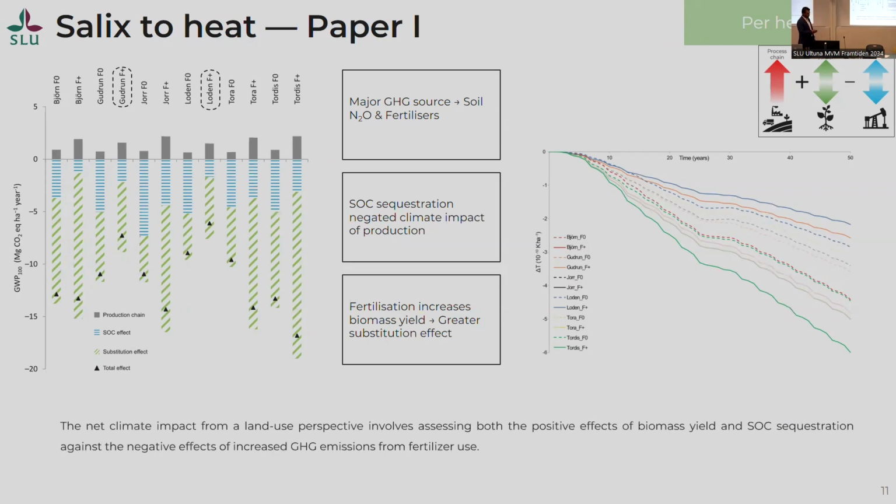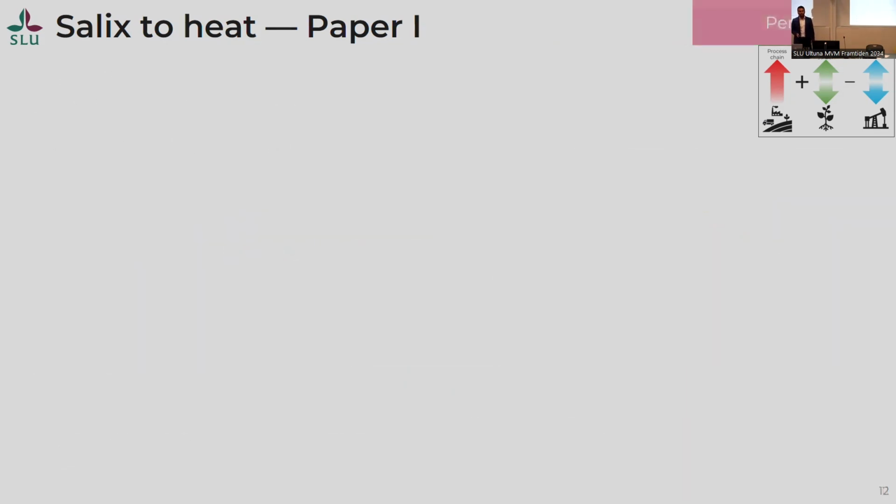So the net climate impact, at least from a land perspective: we see that fertilization improves the yield, which gives more substitution effect, but it also requires more inputs during its production phase. And defining what the substitution is has a significant role in defining the net climate impact.